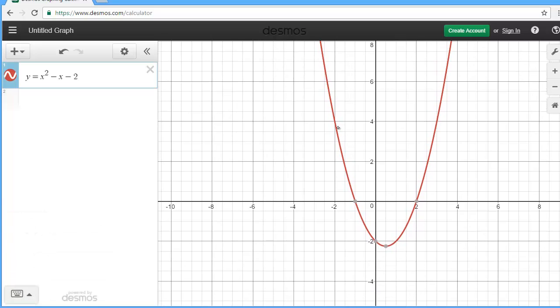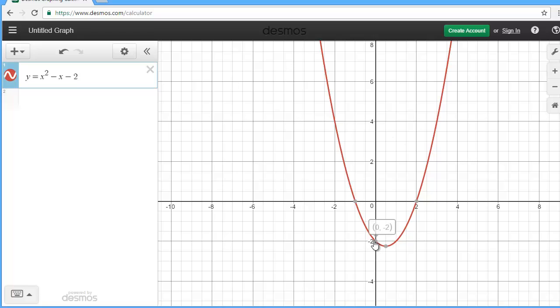At negative 2, y is 4. At negative 1, we do get 0. And at 0, negative 2. And if we come around here, 2, 0. And if we go to 3, we do get 4. So all of those values are correct.